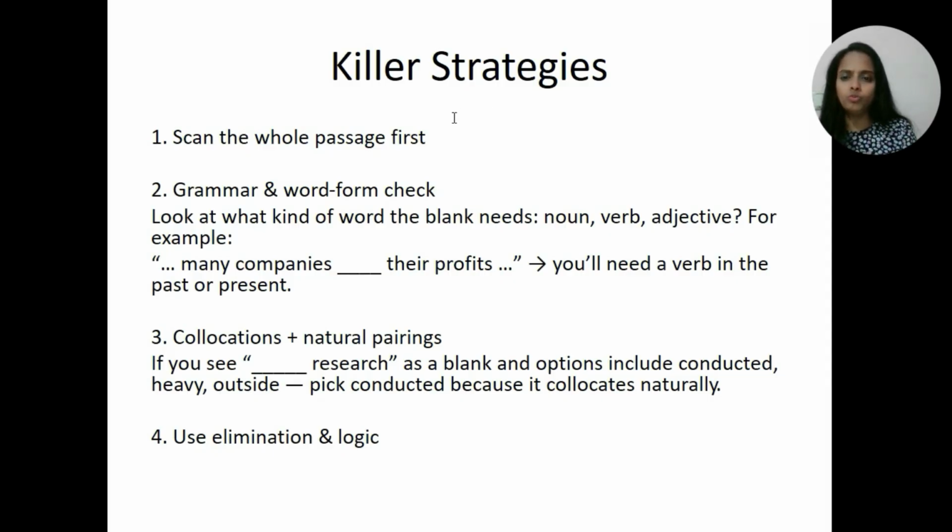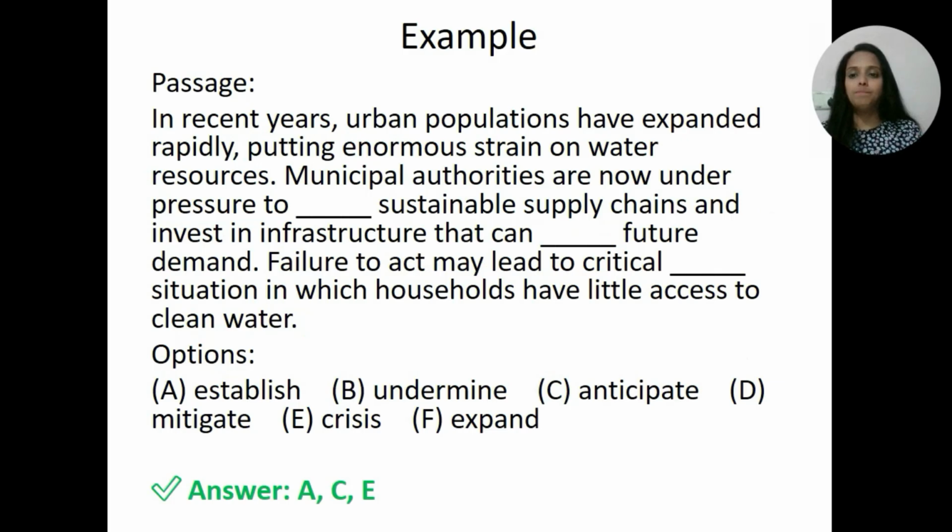Okay, now let's move on to an example. Let me show a passage for you. "In recent years, urban populations have expanded rapidly, putting enormous strain on water resources. Municipal authorities are now under pressure to dash sustainable supply chains and invest in infrastructure that can dash future demand. Failure to act may lead to critical dash situation in which households have little access to clean water." The options given here are establish, undermine, anticipate, mitigate, crisis, expand.